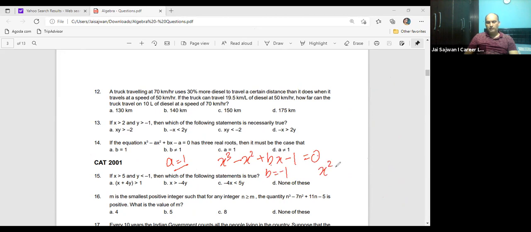I'll say x square is common in the first two terms. Here minus 1 is common. I can say this is minus 1. So I will be writing it as x plus 1 is equal to 0. So it need not be correct.